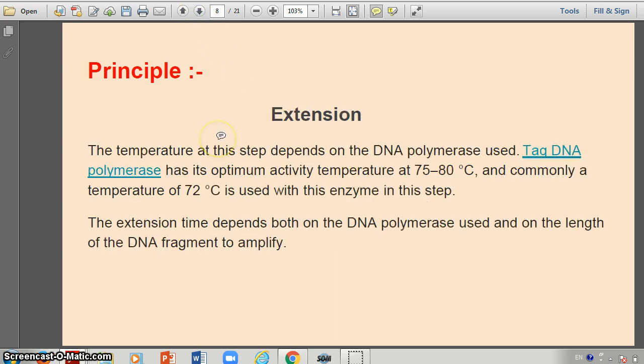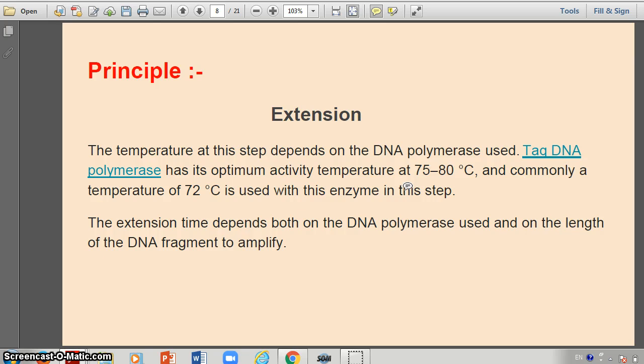So next is extension. In this process, the DNA polymerase comes into the picture. So now you know what DNA polymerase will do. Most of the time Taq DNA polymerase is used. This is the DNA polymerase which is used commonly, and its optimum activity is at 75 to 80 degrees Celsius. So what happens in this extension process? Taq DNA polymerase will extend the DNA length by adding dNTPs.